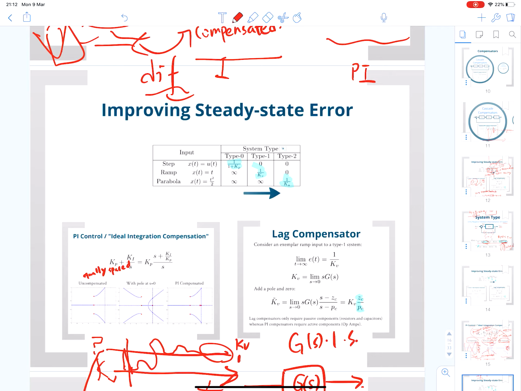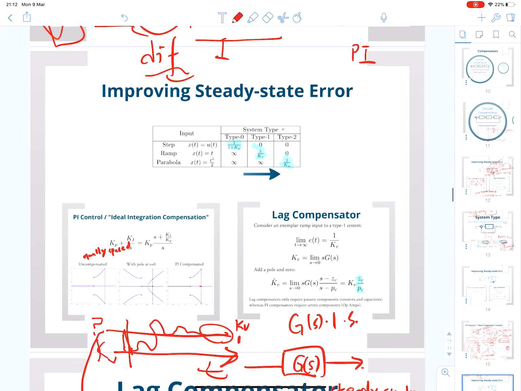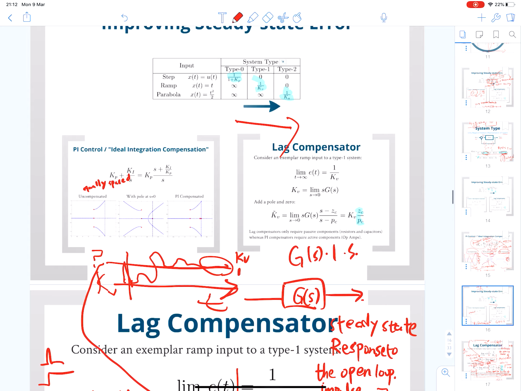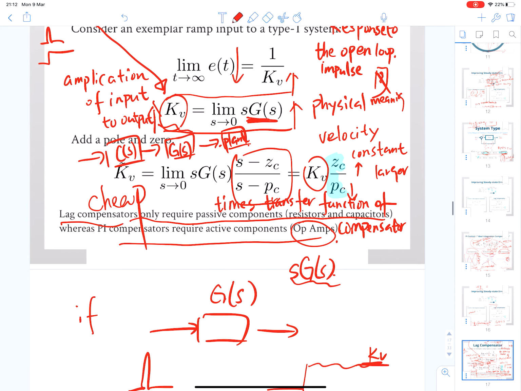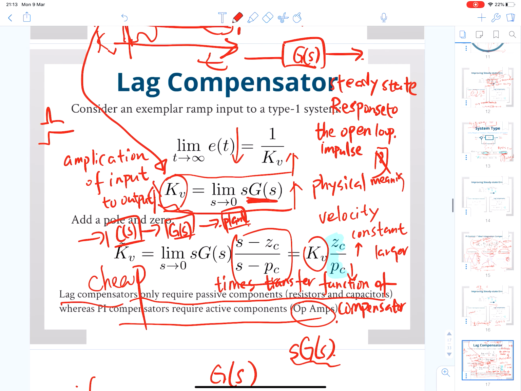And what if we improve the steady state error? We are improving the steady state error because we are actually shifting the type from left to right, which means that we are going to have a stronger system to hold any of these things. That is feedback. Okay, that is compensator. And so how does the lag compensator come into play?